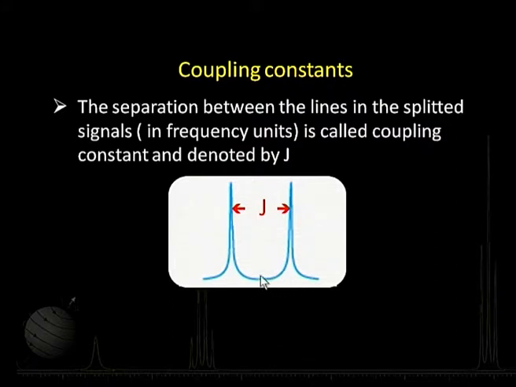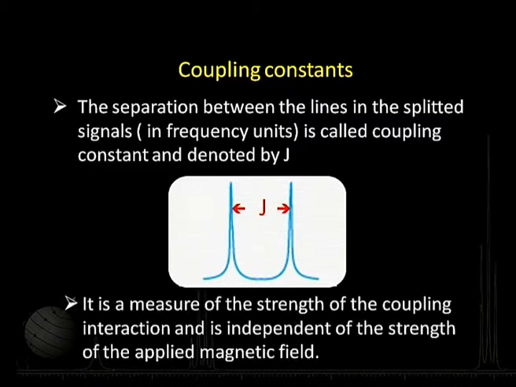Suppose I expected a signal here, but what I got is a signal here and here, a doublet. So the separation between these 2 signals is called the coupling constant. This is actually a measure of the extent or intensity of coupling between the 2 interacting protons. So it is a measure of the strength of the coupling interaction, and it is independent of the strength of the applied magnetic field. This is very, very important, because when I discussed all these different kinds of systems, the applied field is there.